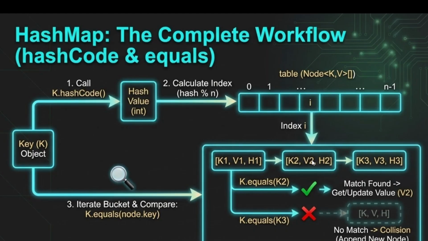The first time I have added the value, and the next time if I want to add a value, it has to check with equals. Suppose I have generated the same hash code and it has the same object. What is the case? It should not create a new node for the same object; it should update. If equals matches, then a match is found and it will update the value. If it is not equal, then no match: a collision, and it will append the new node.